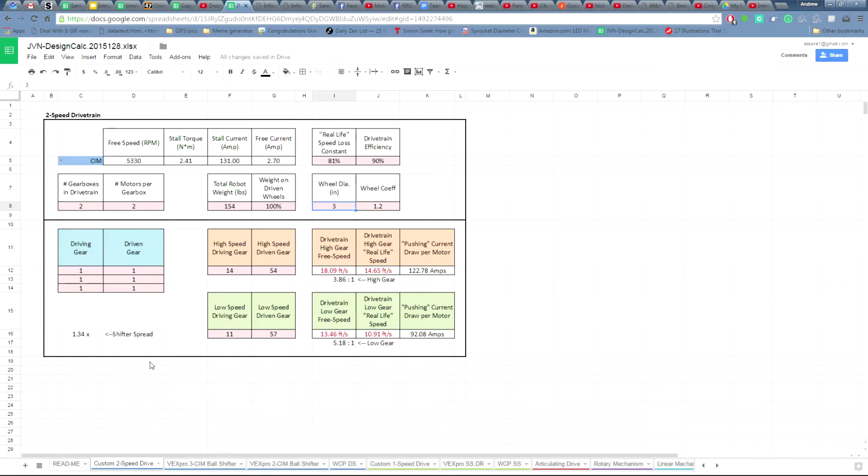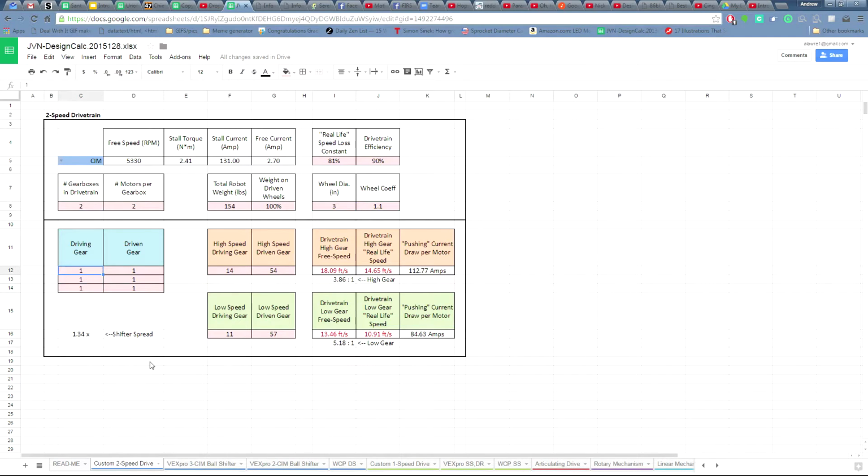So that's that. Wheel diameter in inches is self-explanatory. Wheel coefficient, that takes a little bit to get into. If you don't know it, you can leave it as 1.0 or 1.1. Really, all that goes into determining is the pushing current draw per motor. It's good to know how much current you're drawing, but if that's not a topic you know yet, I wouldn't mess around with it too much. I'd get to know and understand the different coefficients of friction of different wheels, and those should be available on the websites where you can buy them.